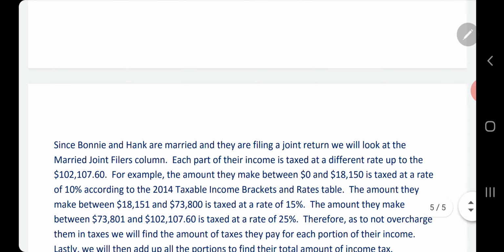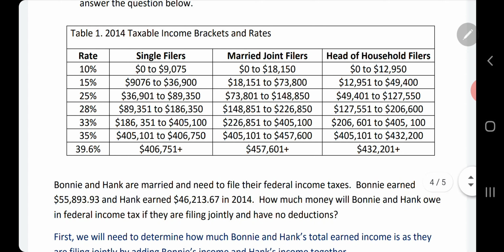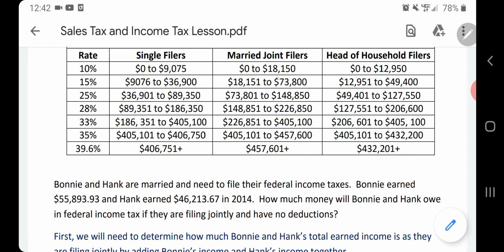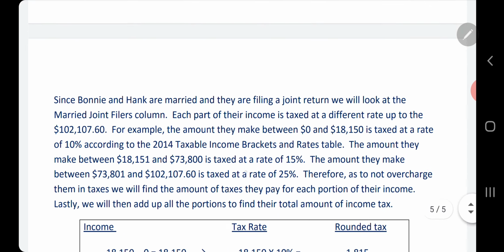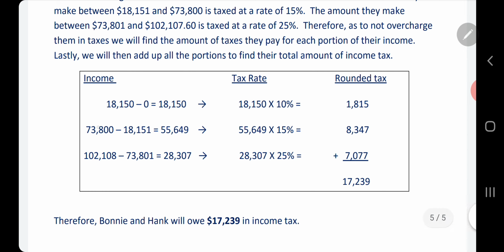Now, if you look at the second part, between $18,151 to $73,800, they're going to be charged 15%. So of course they did make more than that, so we'll take their amount from $73,800 minus $18,151. We'll take that $55,649 and multiply it by 15%. In this case, they're going to pay $8,347 of income tax for that amount of money.